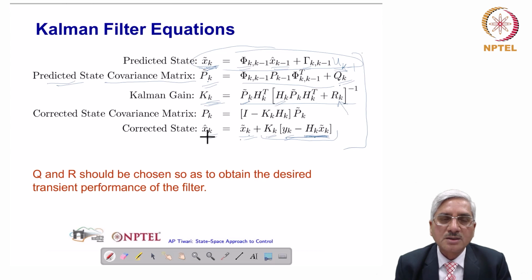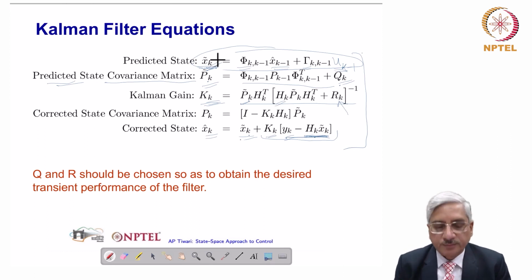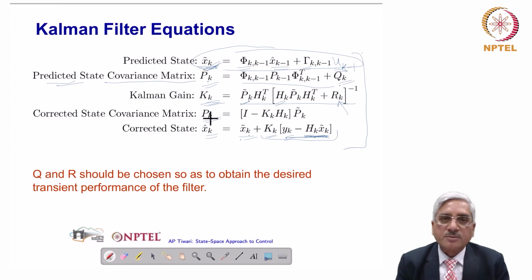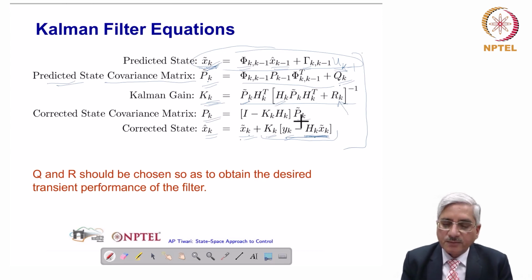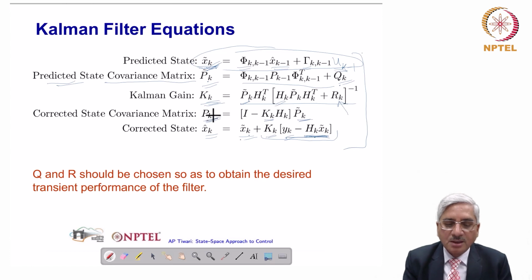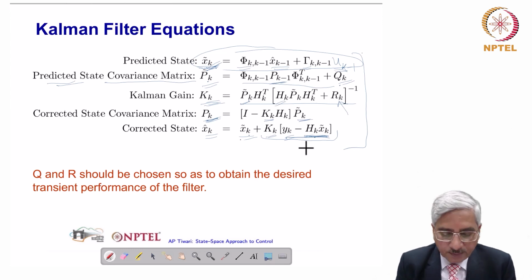This is closure, this has better properties, this has less uncertainty in the presence of noise, this had larger uncertainty. We have also calculated P_k, the a posteriori covariance matrix, from the knowledge of the a priori P_k and the Kalman gain, and we have stored this to utilize here. So this is how it goes recursively.